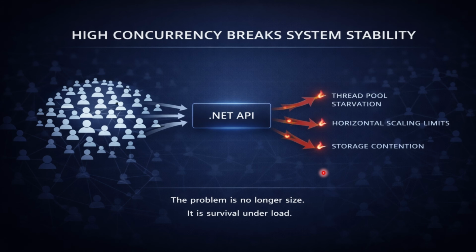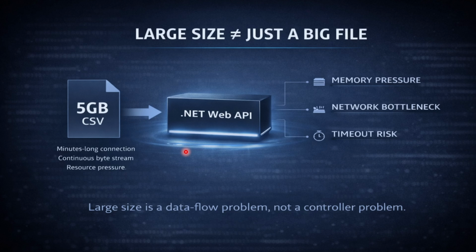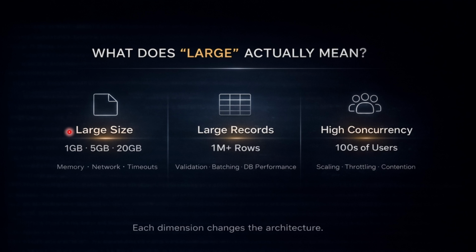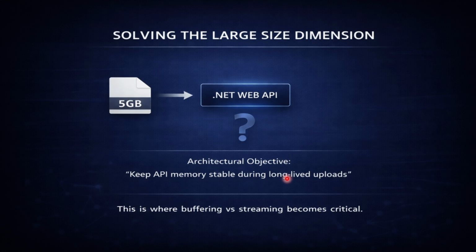So every upload to the same storage path creates IO contention. Now let's try to understand how we tackle all these three things: a large size, large record, and high concurrency. We have already defined three different dimensions of large. Now let's isolate them one by one and try solving the large file size dimension first.